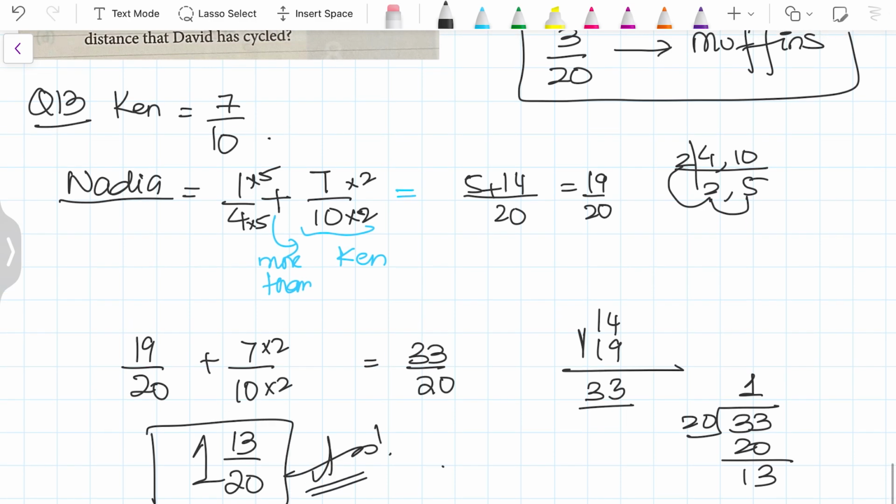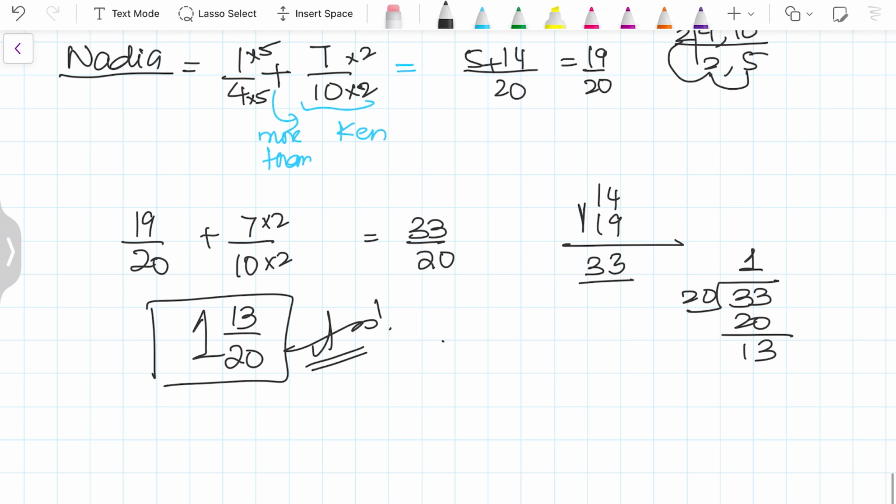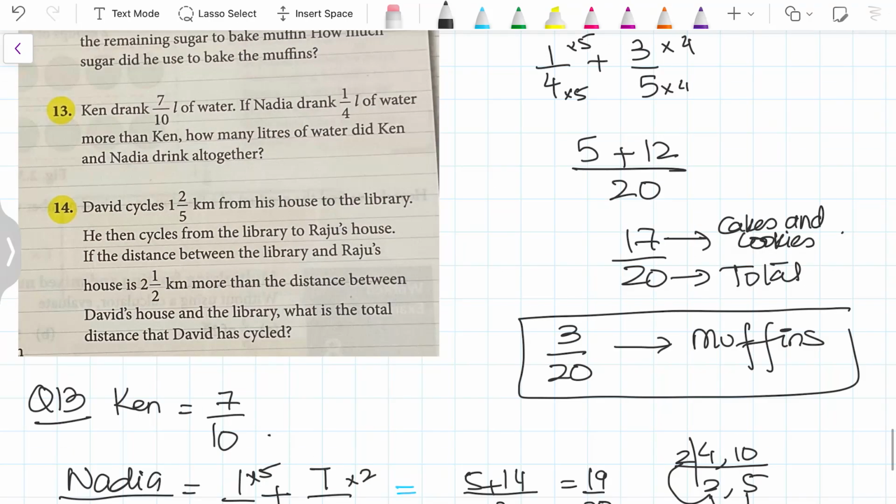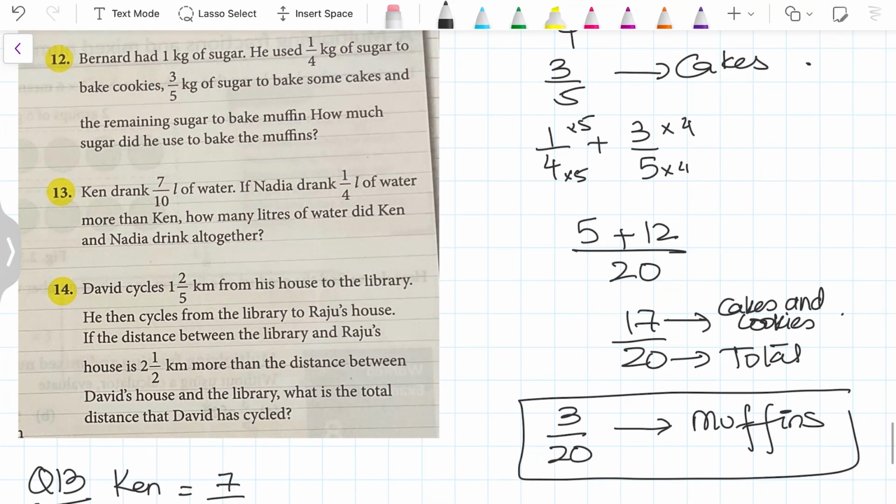The water which both of them drink. So you can say Ken and Nadia both drink 1 whole 13 upon 20 liter of water. The end statement, the closing statement, is very important. Over here you can say 3 upon 20 kg of sugar is used to bake muffins.